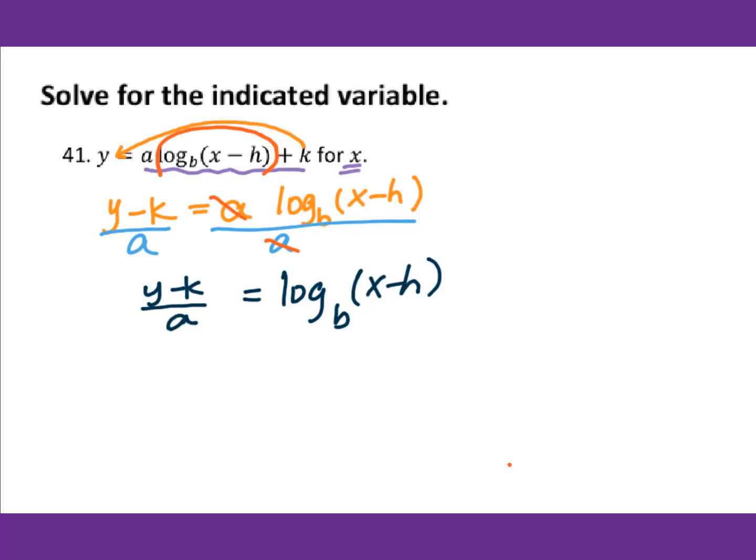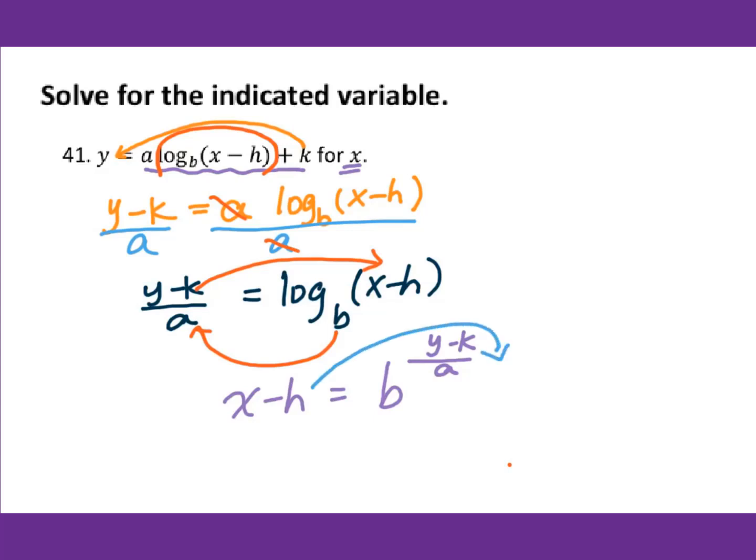Then we need to change this log form into exponential form. You will get b to this power equals x minus h. So we write down x minus h equals b to the y minus k over a power. Then you need to add h to both sides: x equals b to the y minus k over a power plus h. That's it.